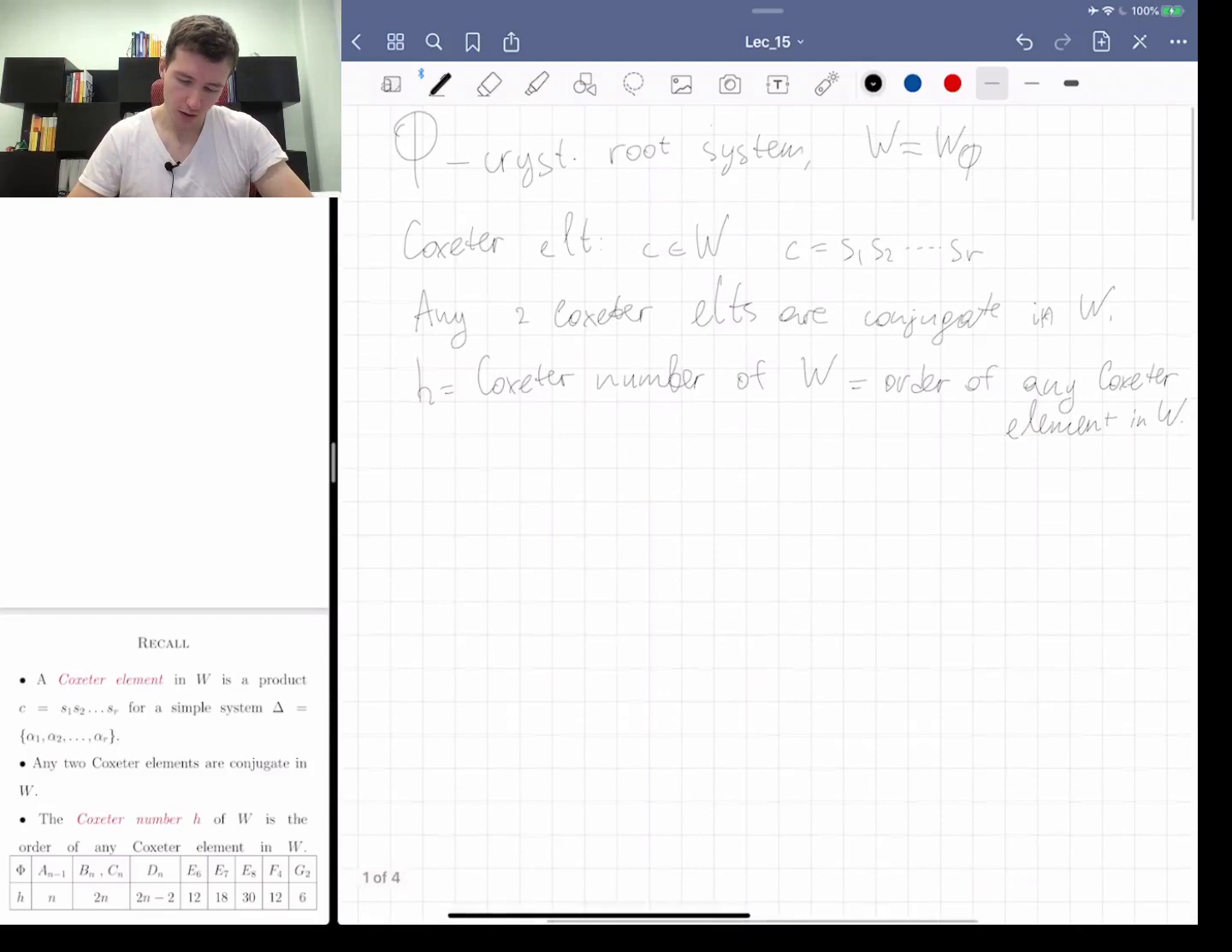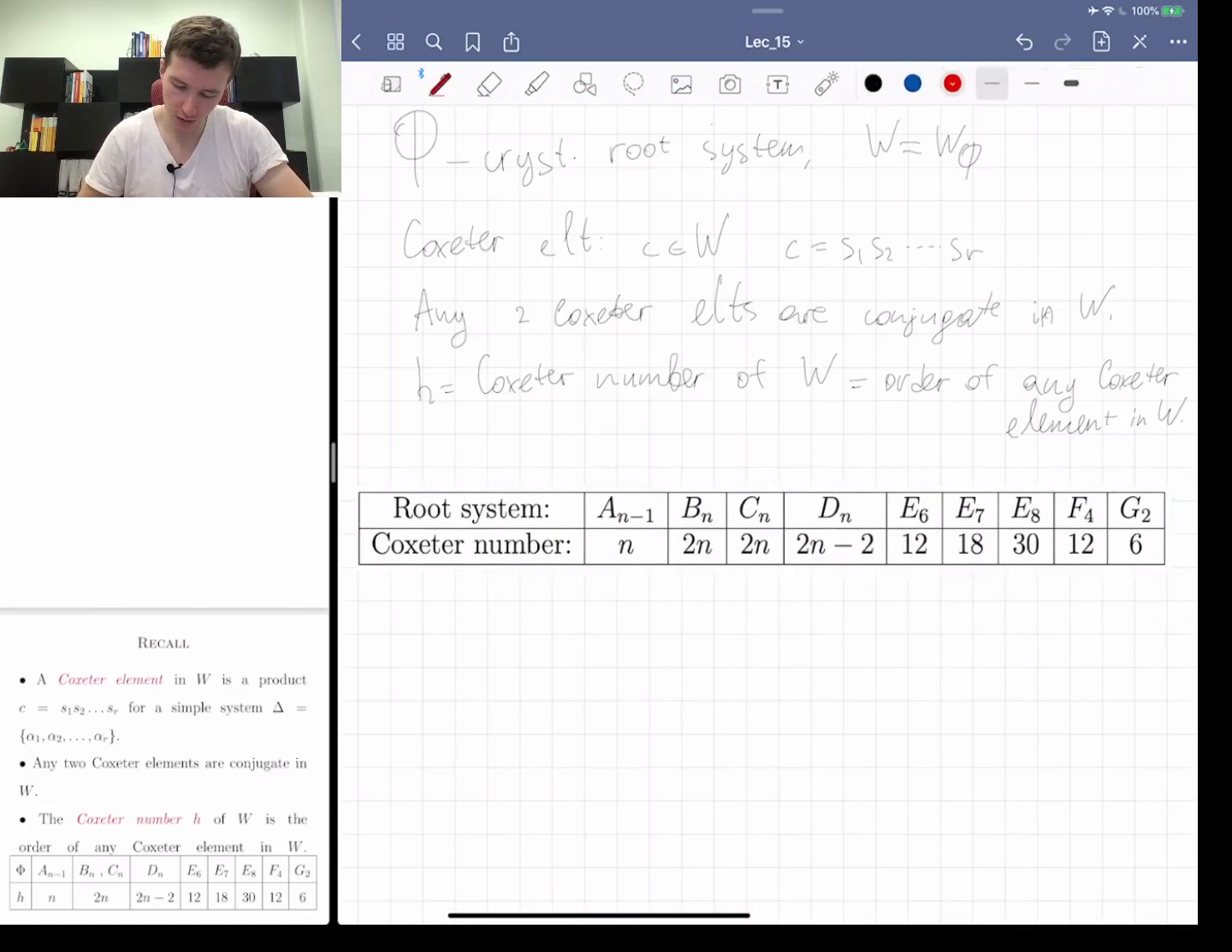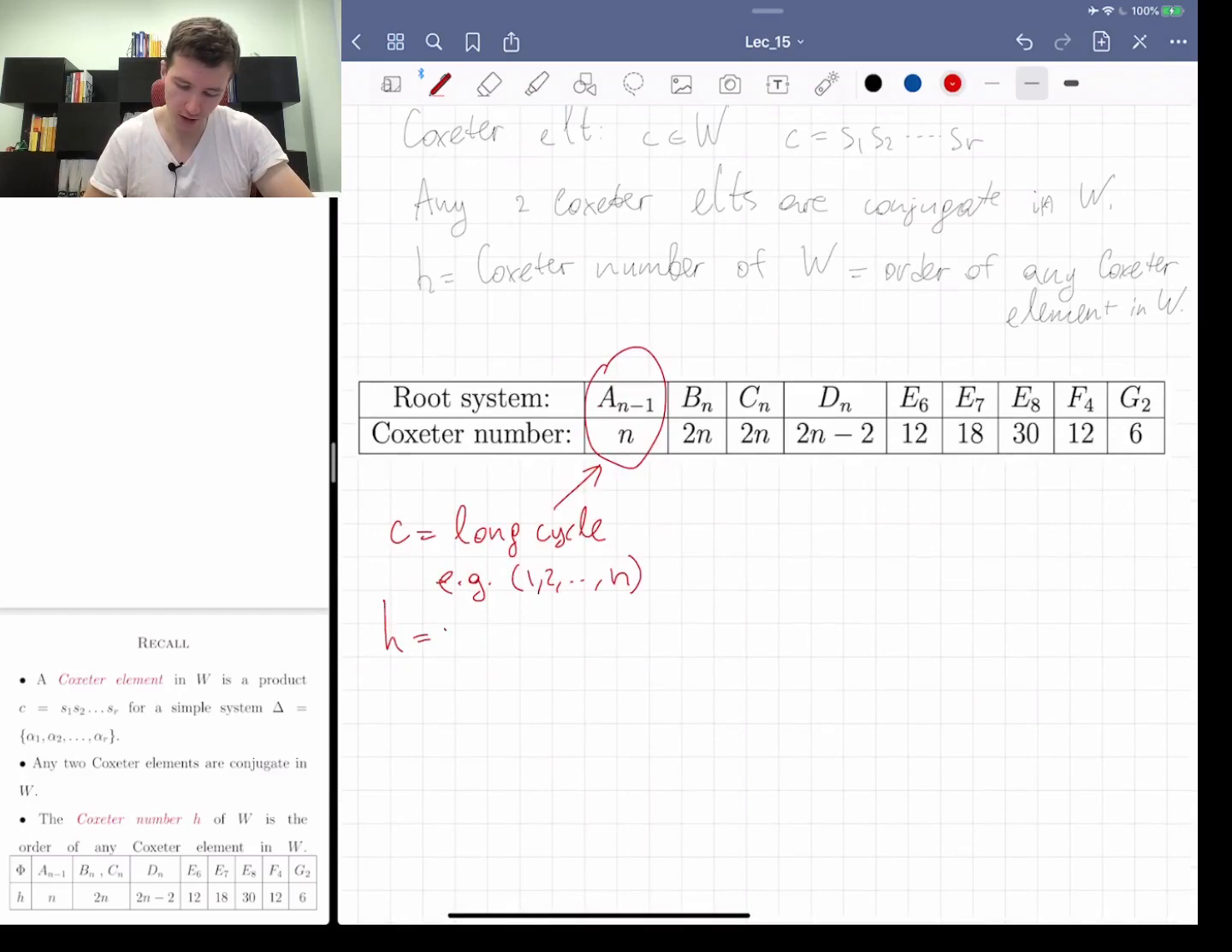And last time we computed type A_n. In type A_n, the Coxeter element is any long cycle, for example 1, 2, up to n, just the usual long cycle, permuting all elements by shifting them by 1 modulo n, and the Coxeter number consequently is equal to n. And then we also discussed other types. In type D, it's 2n minus 2, so D4 gives you 6, and then E6, E7, E8 are 12, 18, and 30. Whatever, just some integer numbers.